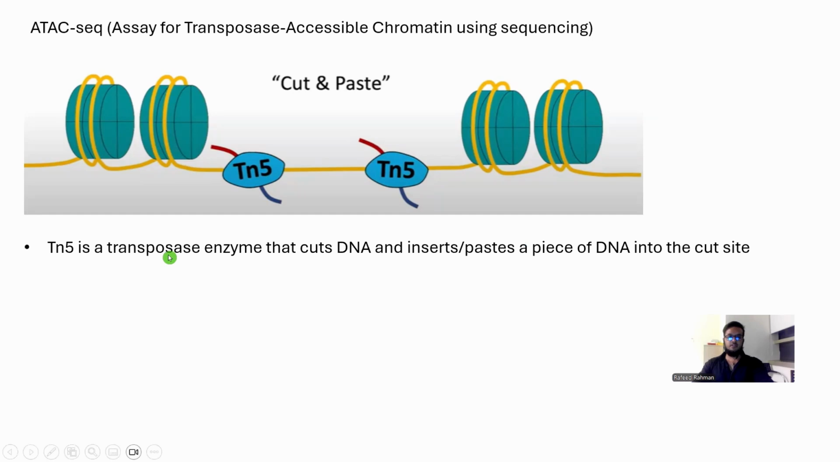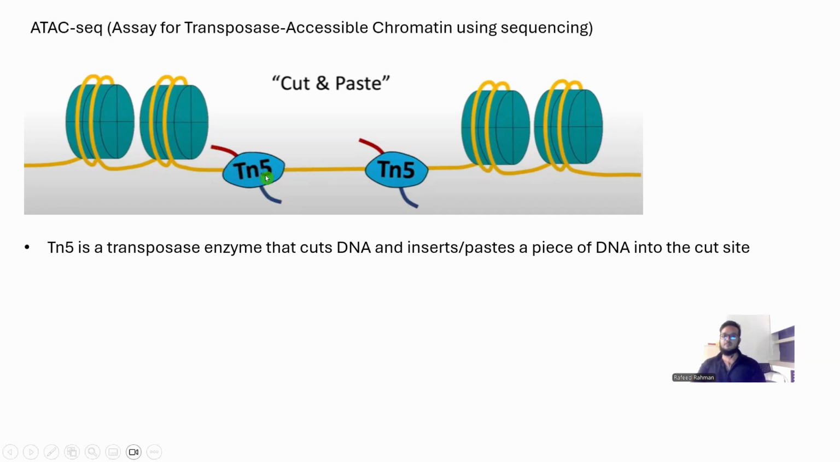TN5 is basically a transposase enzyme which has a particular property. It places itself inside a DNA portion. It simply cuts that DNA and inserts or pastes another piece of DNA into the cut site. Suppose we have released this TN5 with this red and blue sequence loaded. It will find some region in our genome, place itself there, cut that genome, and place this red and blue sequence onto that place. Okay, that is its task.